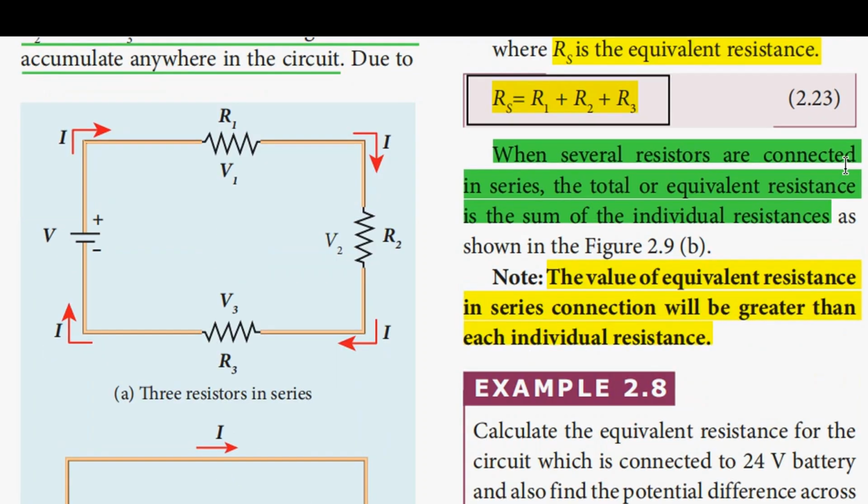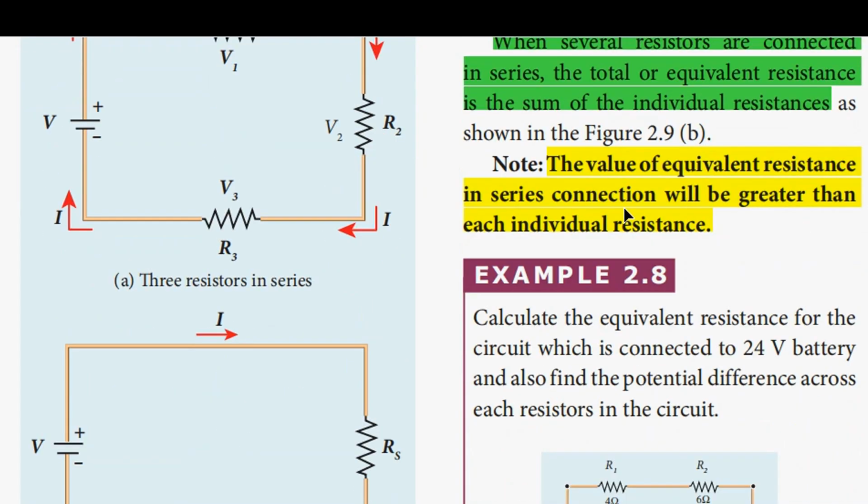When several resistors are connected in series, the total or equivalent resistance is the sum of the individual resistances. We should note that the value of equivalent resistance in series connection will be greater than each individual resistance.